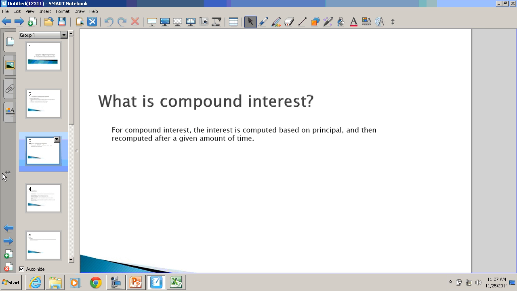Okay, so compound interest. Simple interest is just based on principle. Compound interest is based on principle, but then it's also recomputed after a certain amount of time. So you can compute interest on a balance, and then you get a new balance, a new principle, and you will compute interest based on the new principle. So it's a repeated process.